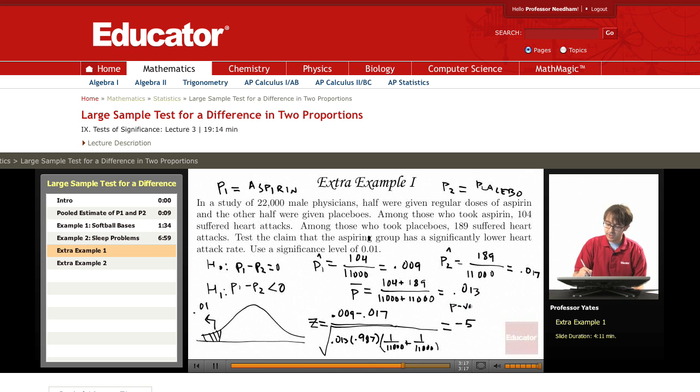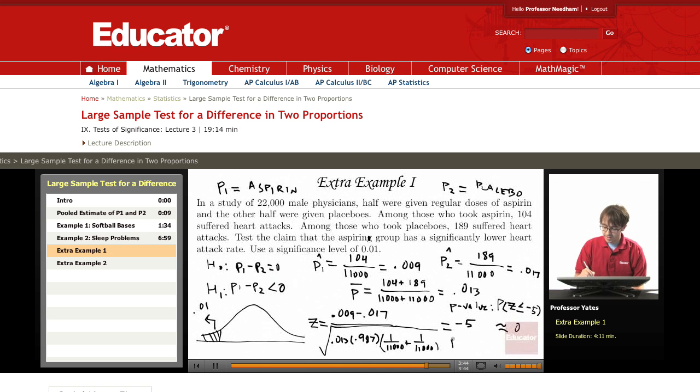So when we calculate our p-value, assuming the null hypothesis is true, it's the probability that we get what we observed or something more extreme in the direction of the alternative. So I'm taking z less than or equal to, why? Because my alternative is less than, -5. Well, this is off the chart, so the p-value is approximately 0.